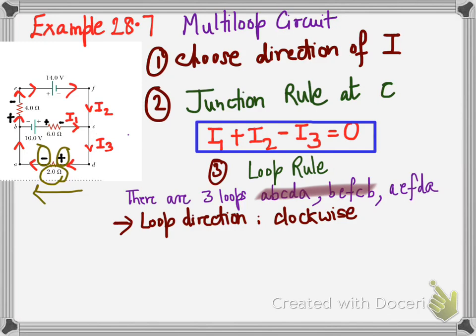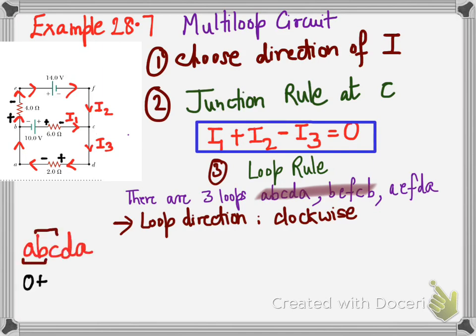Similarly, if we look at 6 ohm, then the current is moving in this direction, so we are taking this side as positive and this side as negative. Now the last one, for 4 ohm, current is moving upwards, so down is positive and up is negative. By this time you should know how to get the positive and negative for each component before we go ahead and apply the loop rule.